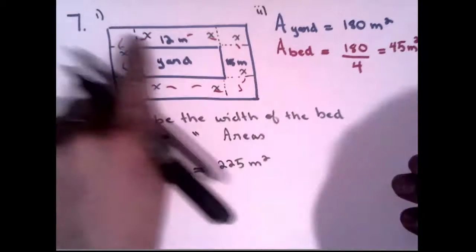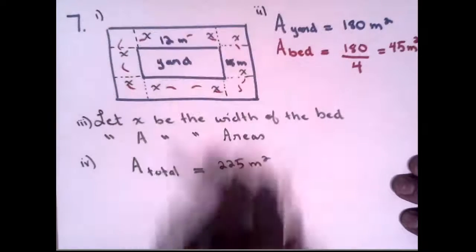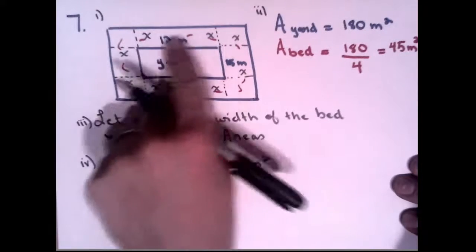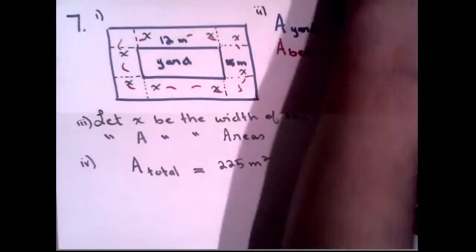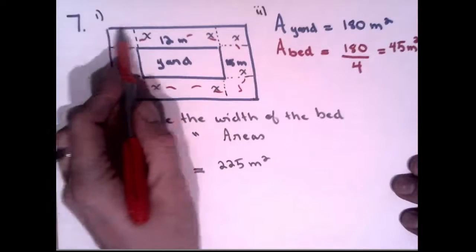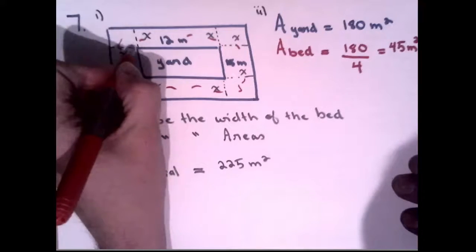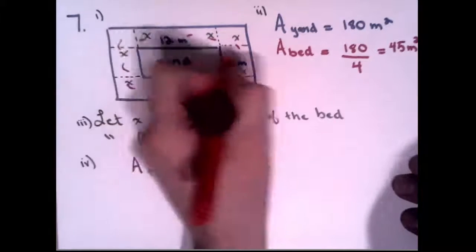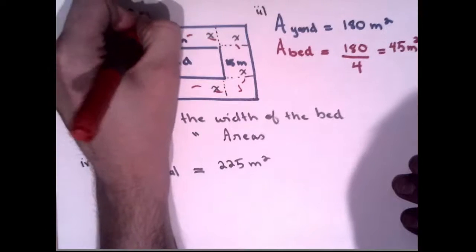Now, if you can assign this total length and this total width with these numbers and the variables, you're going to be able to make an equation that relates to area total. And what I mean by that is this. So the total length here, well, what would it be? There's this x plus 12 plus x. So really there's 2x plus 12.